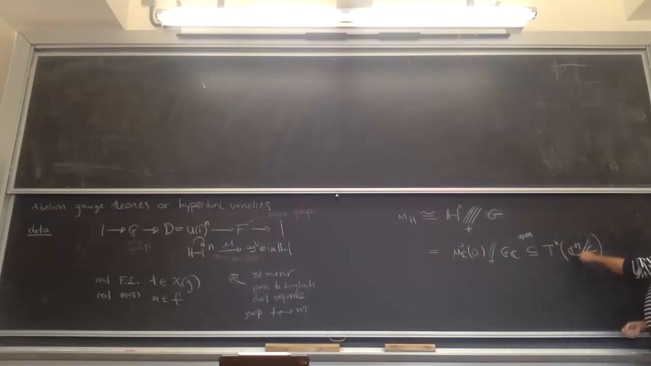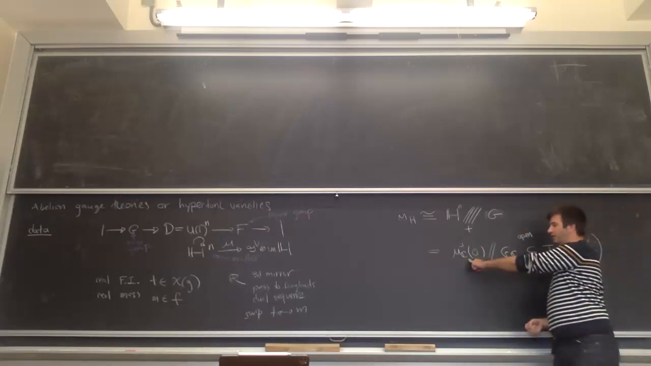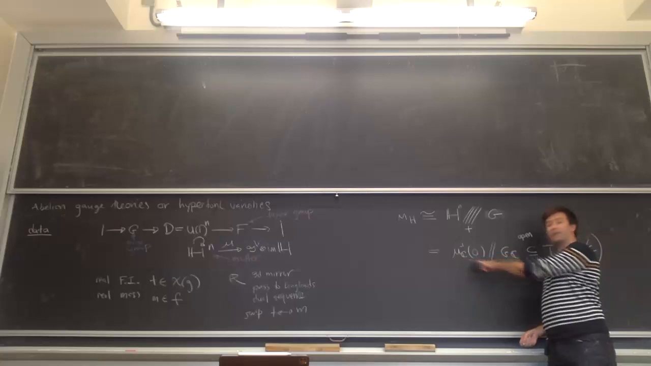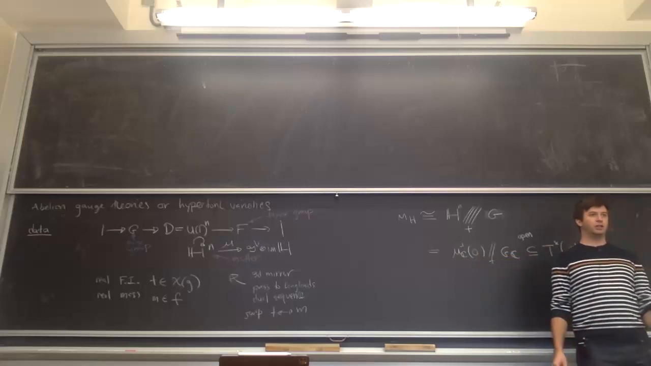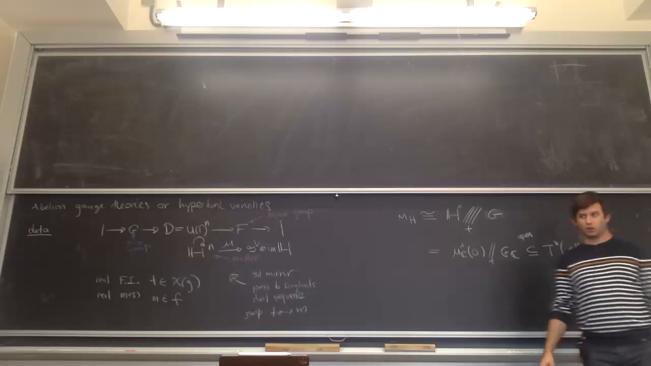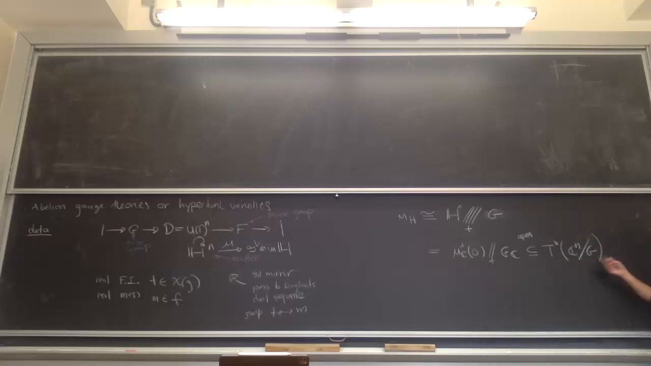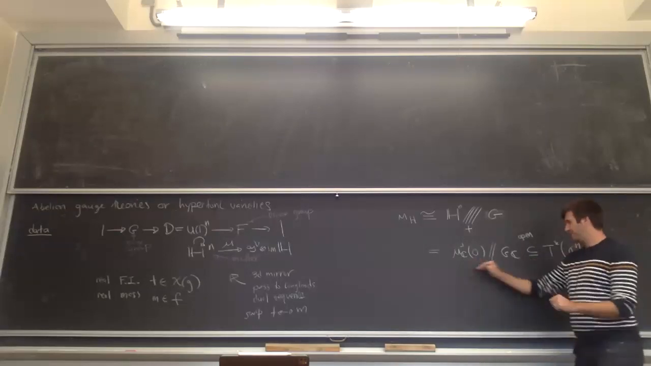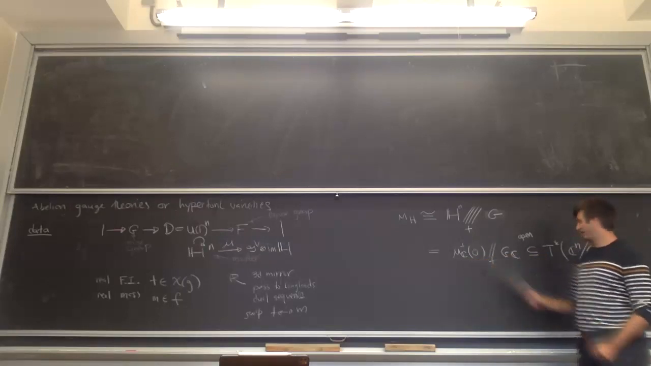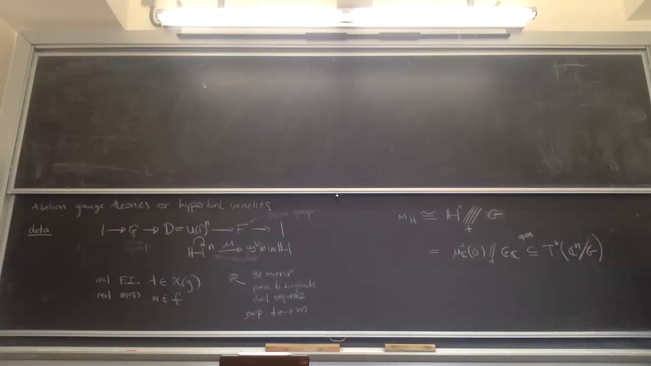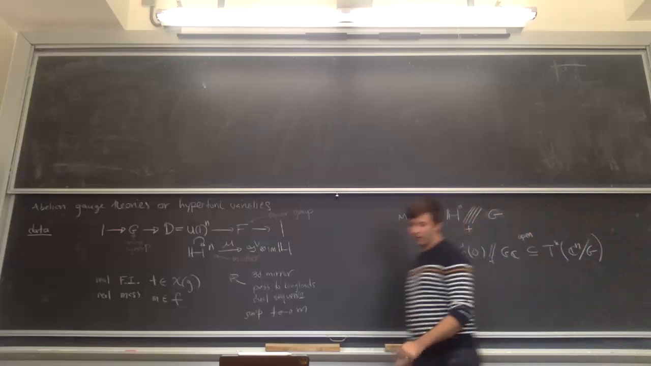So this thing is actually just, you take the 0 level of the moment map, but then you just take the stack quotient by G. You don't impose the GIT quotient. So for me, this stack is a very useful thing to have around. I kind of actually think of this thing as being the gauge theory, and this thing as being the limit, when I think in my own mind.